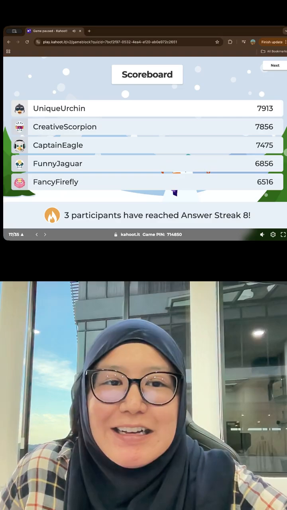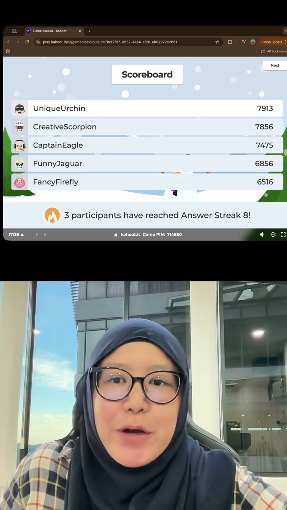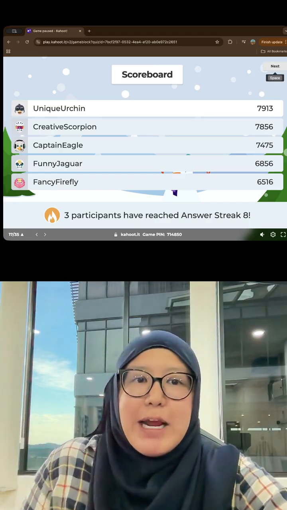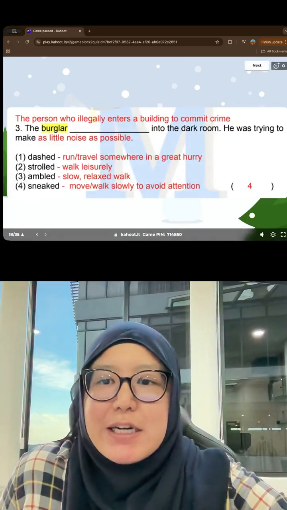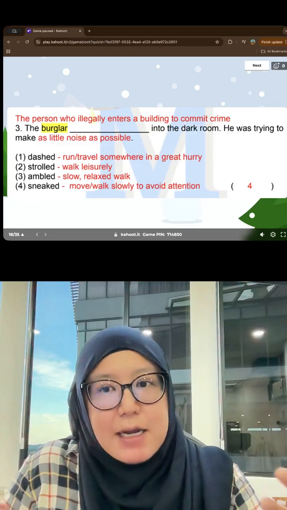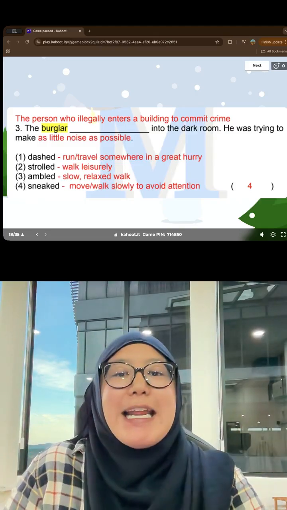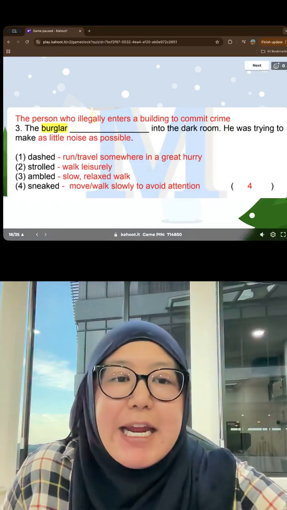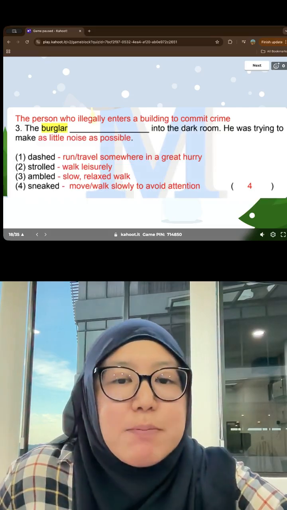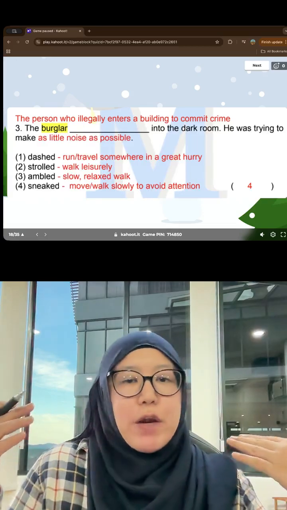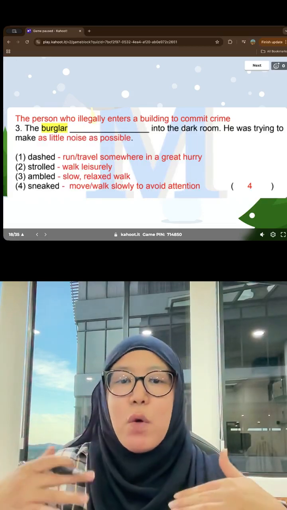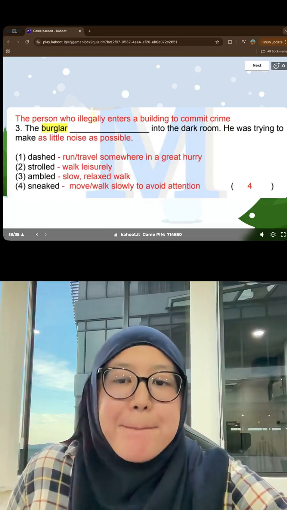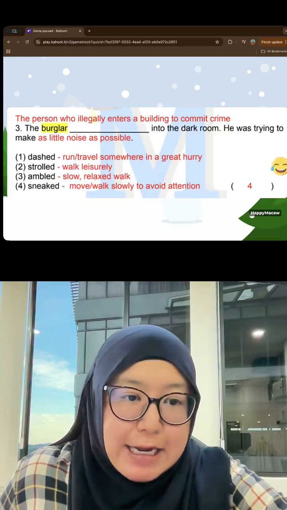Okay. So, only a couple of points here. Unique Urchin and Creative Scorpion. So, Unique Urchin, you must be faster in answering the question. Okay, of course, burglar. Who is a burglar? A burglar is a person who illegally enters a building to commit crime. Okay, and he was trying to make as little noise as possible. Of course, a burglar, when you want to commit crime, you have to move or walk slowly to avoid attention. While stroll around or amble is more like, you walk leisurely.